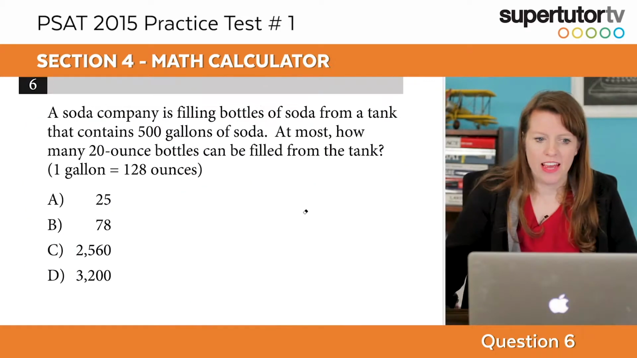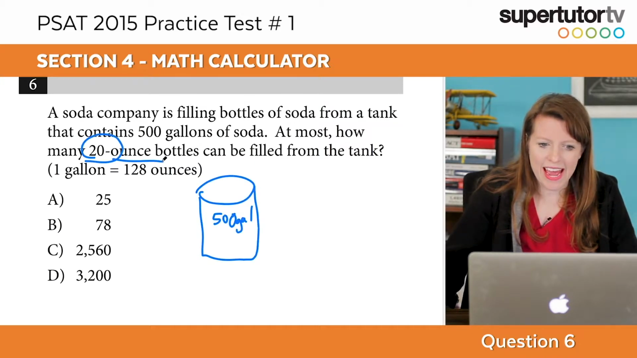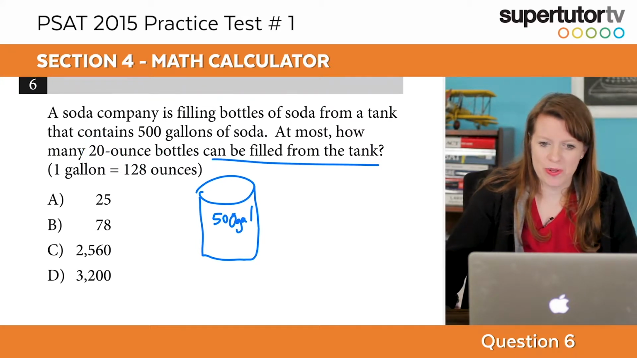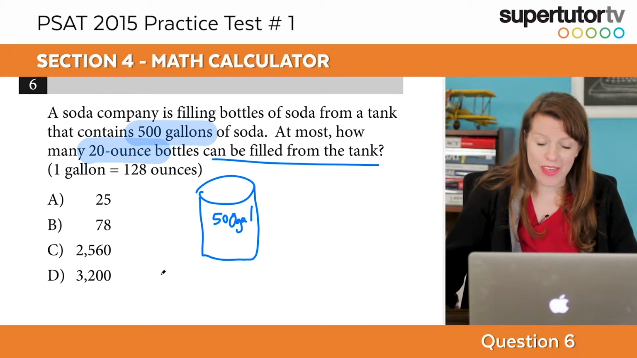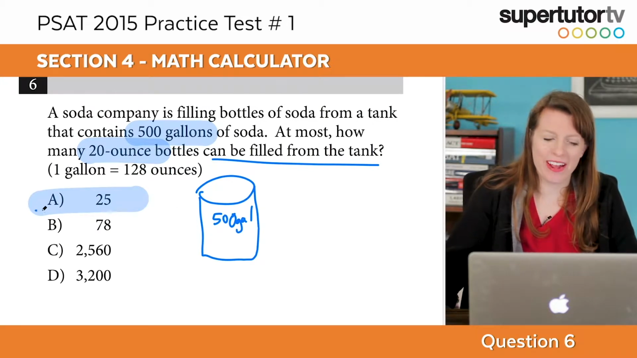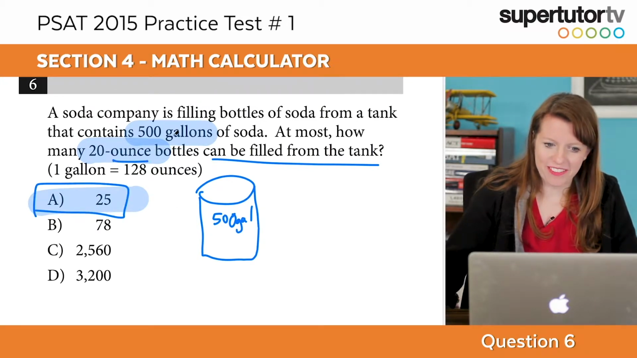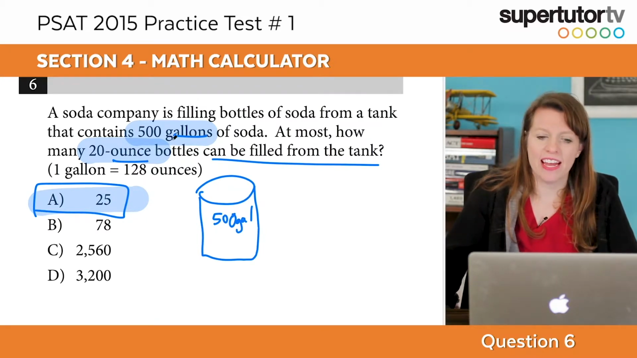So there you go. A soda company is filling bottles of soda from a tank that contains 500 gallons of soda. At most, how many 20-ounce bottles can be filled from the tank? First thing to not do, don't just divide 500 by 20. If you do that, you will get 25, and you'll think you are right, but you are not, because ounces are not gallons.